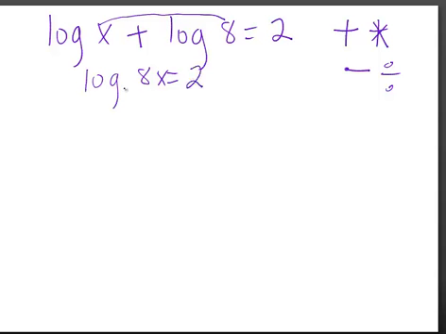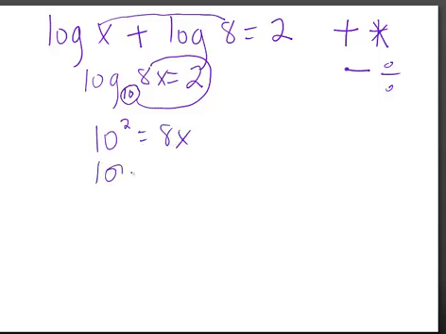Okay, remember that if the base is missing, it's a 10. So at this point would be when I would do my switch. Okay, so I would have 10 squared is equal to 8x. 10 squared is 100, equals 8x. Divide by 8, divide by 8. So x is equal to 25 over 2, because they have a 4 in common. Okay? So when you have properties of logs, you have to do it this way.